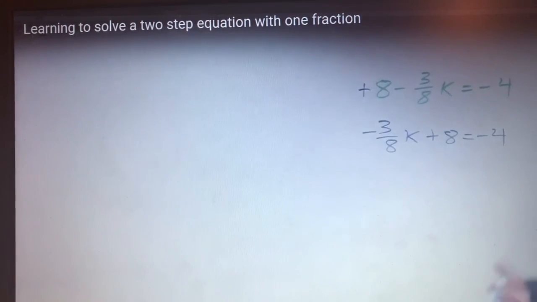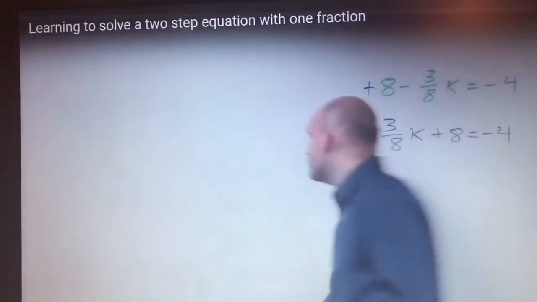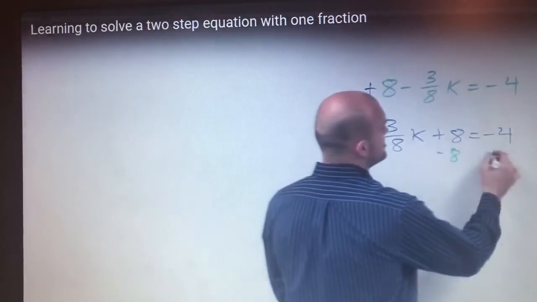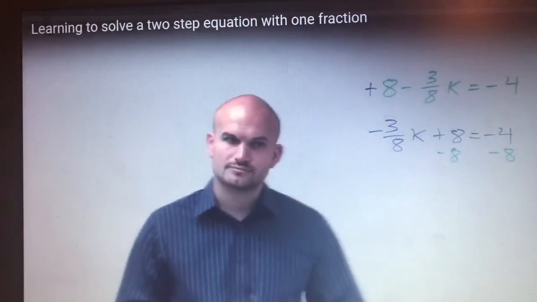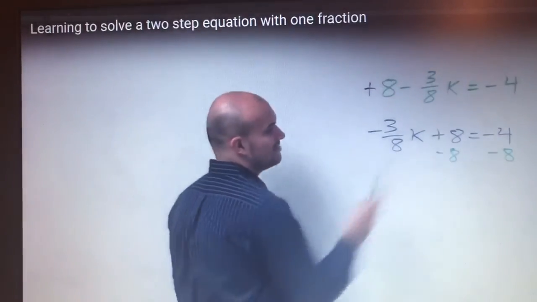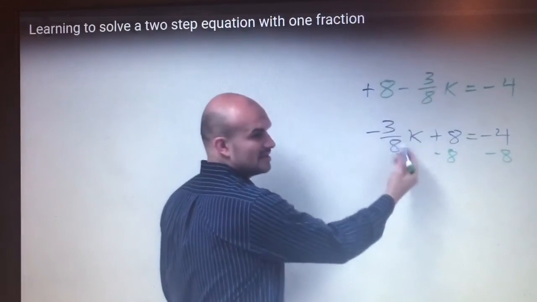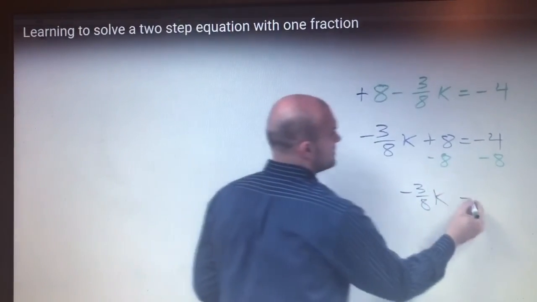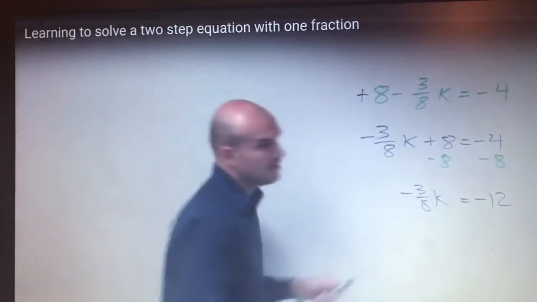So the first thing I need to do is undo addition and subtraction. You notice that my variable is being added by 8, so I'm going to subtract an 8 on both sides, which we call the subtraction property of equality. Then 8 plus negative 8 is 0, and 0 plus anything is just our remaining term. So then I'll have negative 3/8 k equals negative 4 minus 8, which is negative 12.